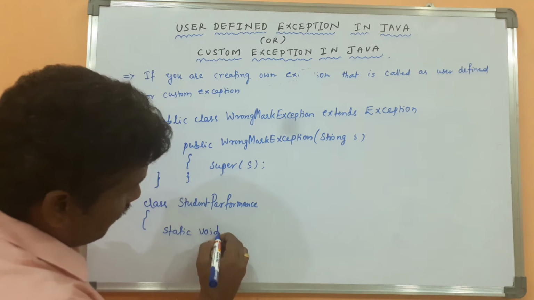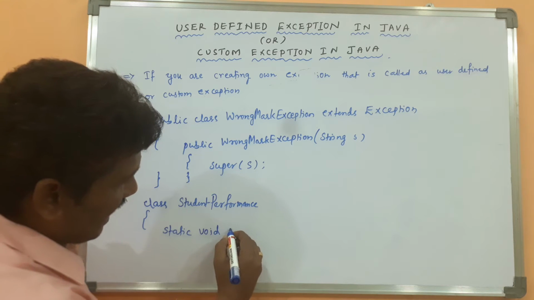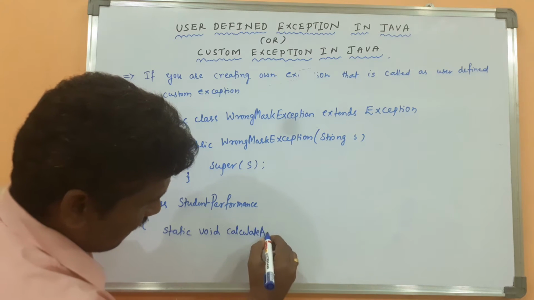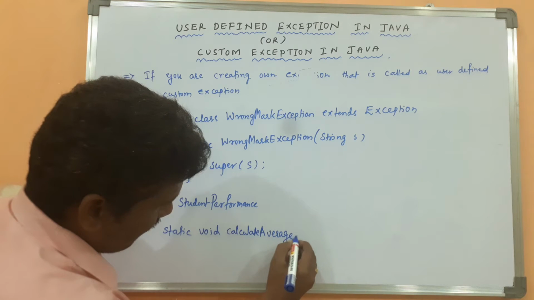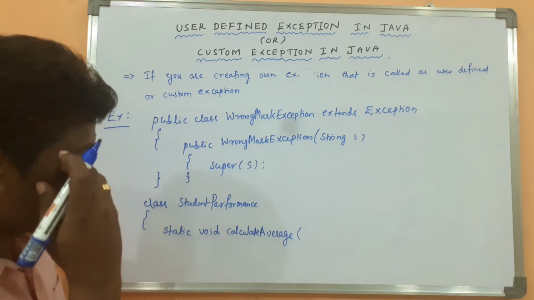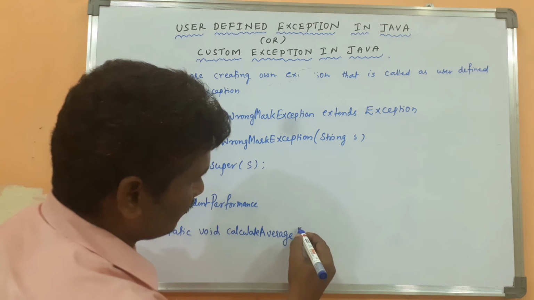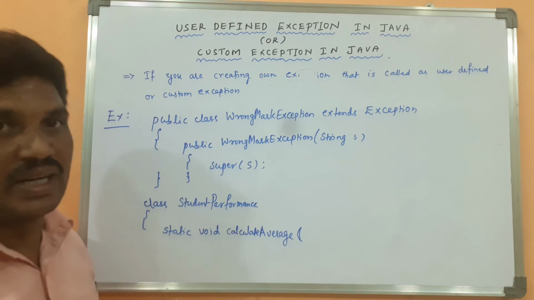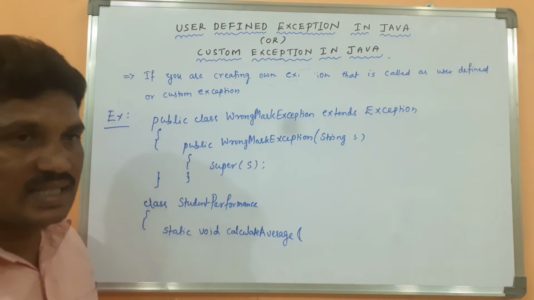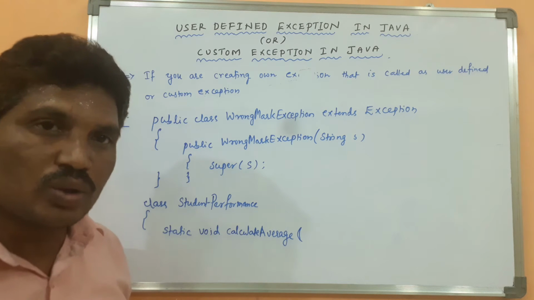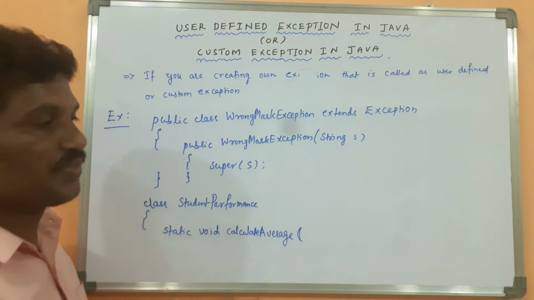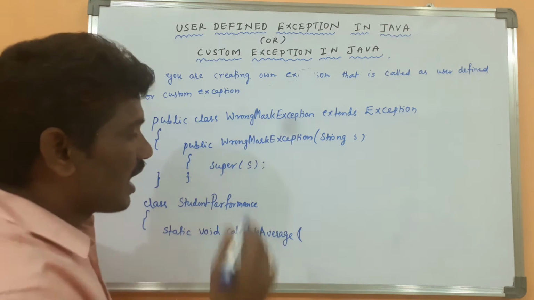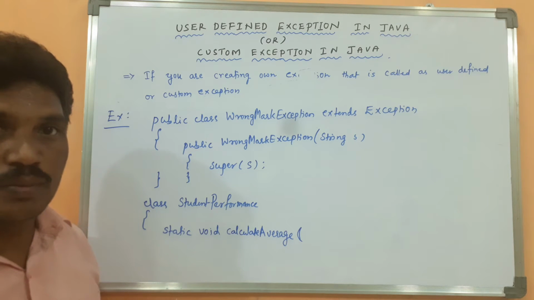Static void calculate average, because whenever the marks are given, marks must not be negative. If the marks are given as negative, you can raise an exception, which is called the wrong mark exception. Got my point?